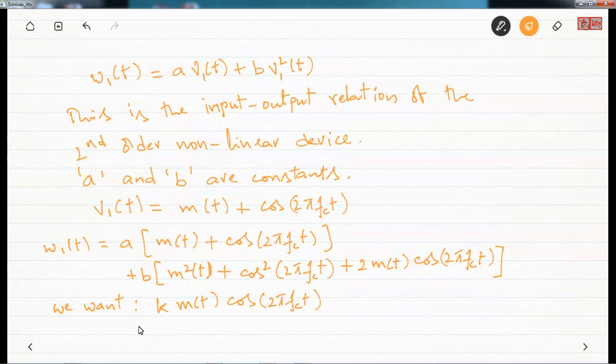Where k is some constant. Right? So let's call this, yeah. But here we have some 2 into b into m of t cos 2 pi f ct, but we have a whole lot of other terms. Okay, now how do we cancel these terms? Right? So you understood the problem. We have some unnecessary terms.